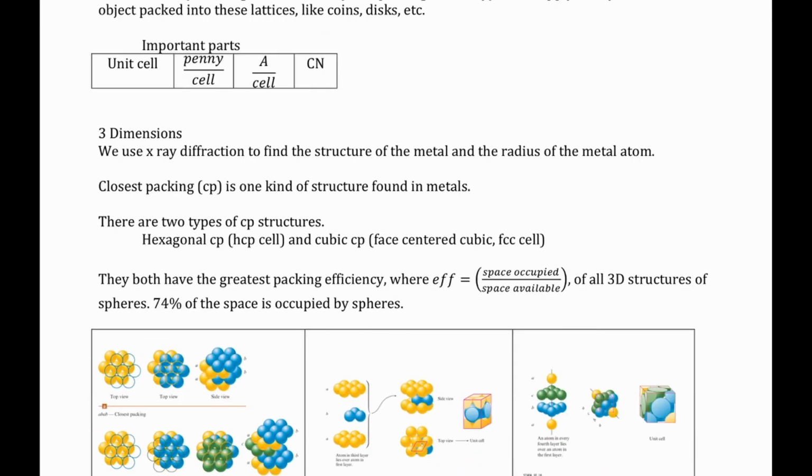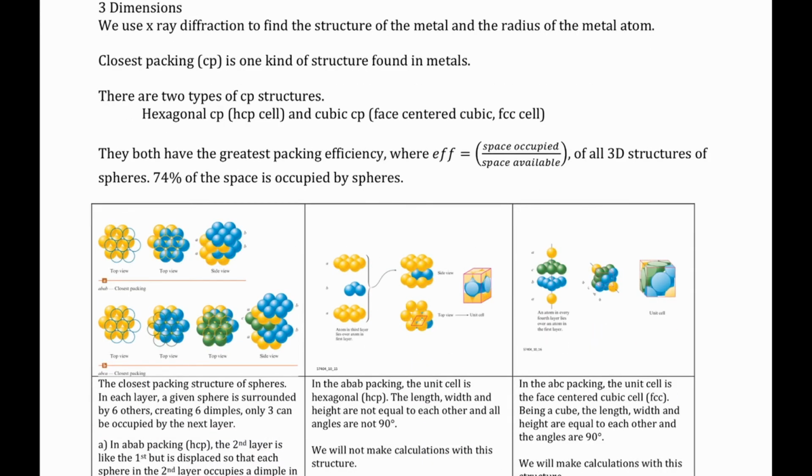Okay, so here we go with 3 dimensions. As we talked about before, we use X-ray diffraction to find the structure of the metal and the radius of the metal atom.